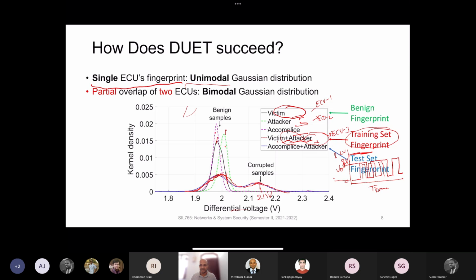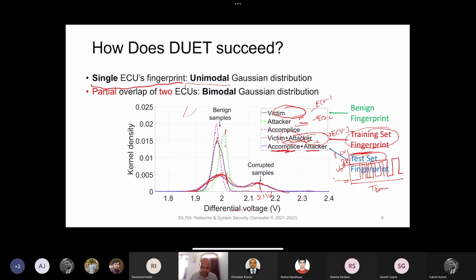So what will the attack be now? During the operation phase, or the test set, the accomplice will start transmitting. The accomplice will impersonate the victim and transmit a packet which should have been sent by the victim. The accomplice is the actual adversary. The attacker does a very similar thing, starting to transmit whenever the accomplice is transmitting. Then there is an overlap of voltages, and you see the blue curve.